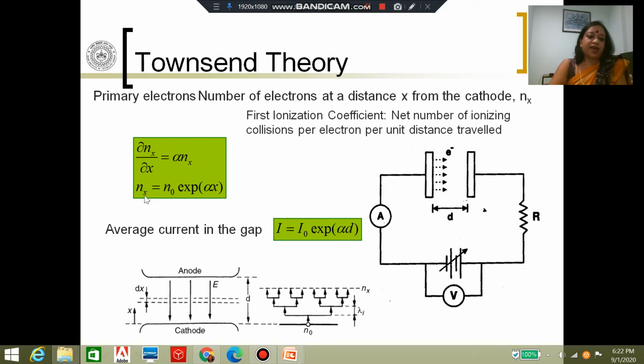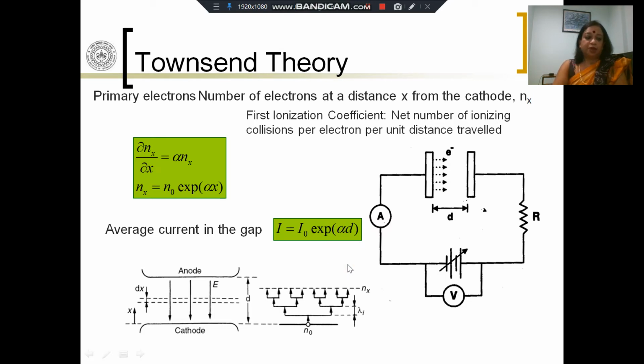Integrating this, I have nx is equal to n0 e to the power alpha x. At the anode, where x is equal to d, nd is equal to n0 e to the power alpha d, which gives me the result that there would therefore be an average current in the gap due to this nd number of electrons moving through the gap distance. I is equal to I0 e to the power alpha d. This is the current which is available only due to primary collisions.